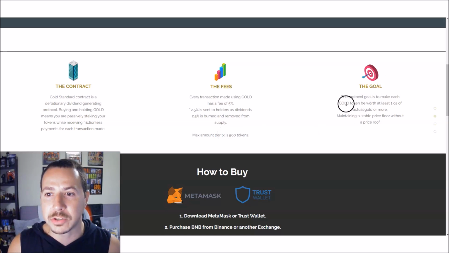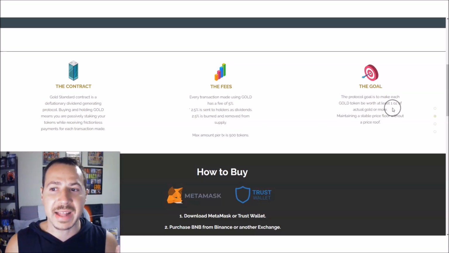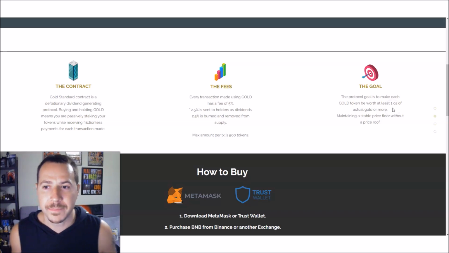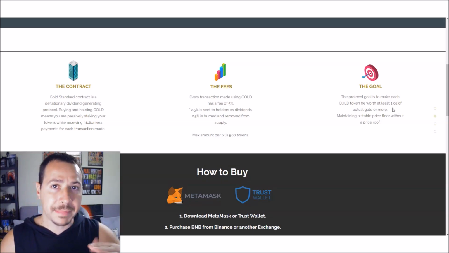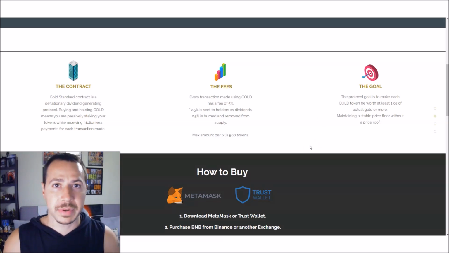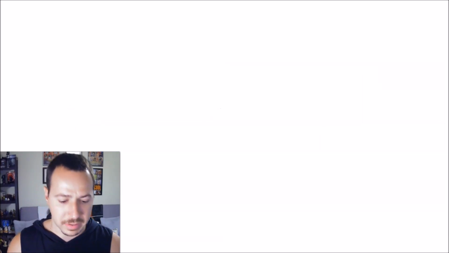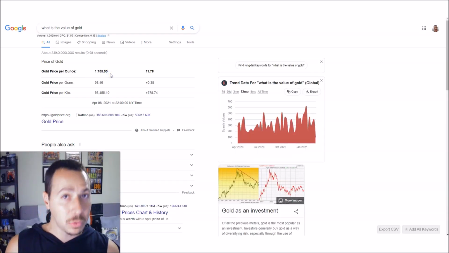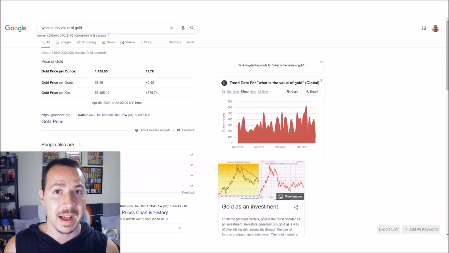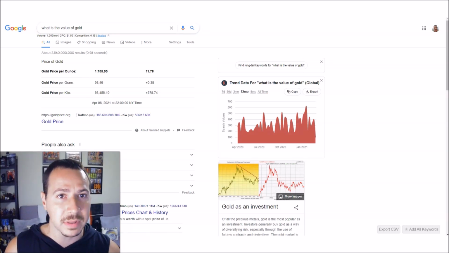The goal is to make each gold token worth at least 1 ounce of actual gold or more, maintaining a stable price floor without a price roof. So that means they want the value of gold to increase. What is the value of gold? Let's take a look. Gold right now per ounce is $1,700. How cool would it be if gold gets that high? If this gold crypto gets that high, that's what their goal is.